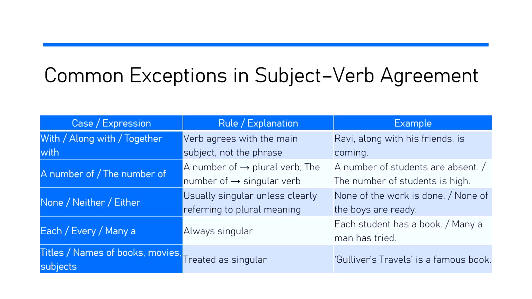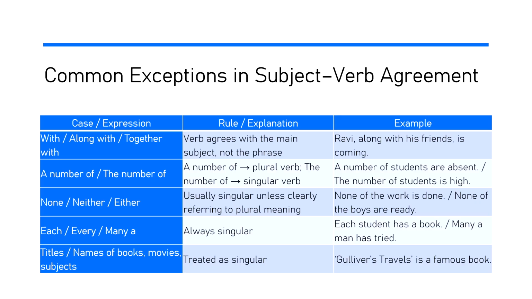Next, look at a number of and the number of. This one confuses many students. Remember, a number of means many, so it takes a plural verb. For example, a number of students are absent today. But the number of students refers to one total, so it is singular. The number of students is high.